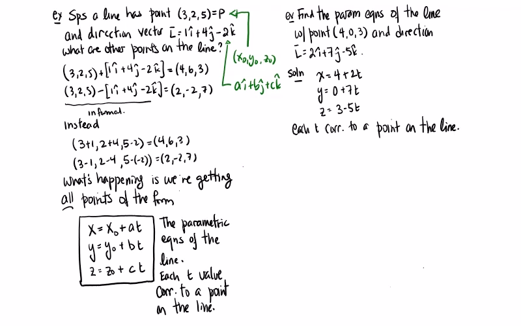So if I were to ask you for some other points on the line, you would just plug in some t's, right? So for example, when t equals 1, I get 4 plus 2, 6, 0 plus 7, 7, 3 minus 5, negative 2. I get a new point on the line. But any t will do the job. Any t will work.